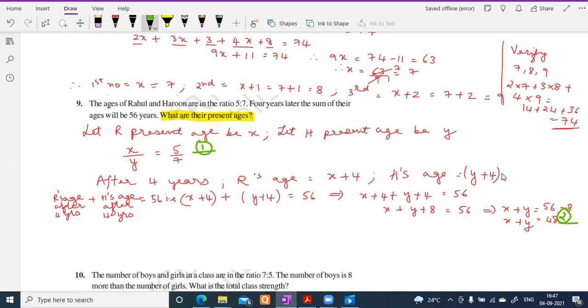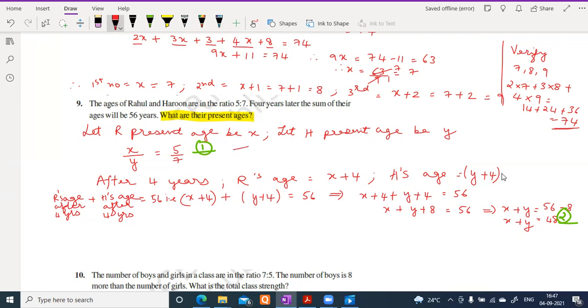So we have two variables, x and y, so we have two equations. In the previous sums we saw that there was only one variable x, so we had only one equation and we were able to solve. But here we have two variables, x and y, so we will need two equations to solve them. In order to solve that, we have to make everything in terms of one variable only.